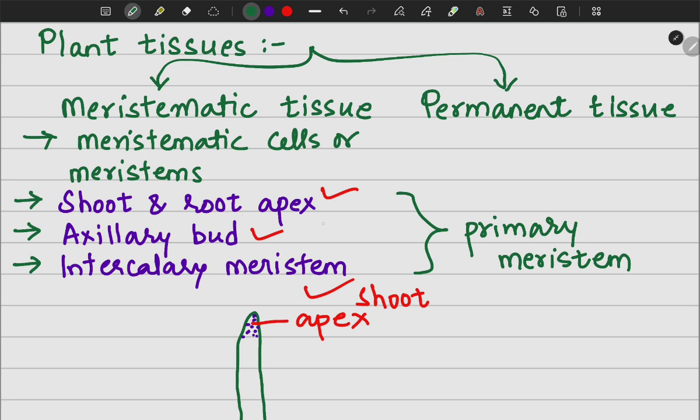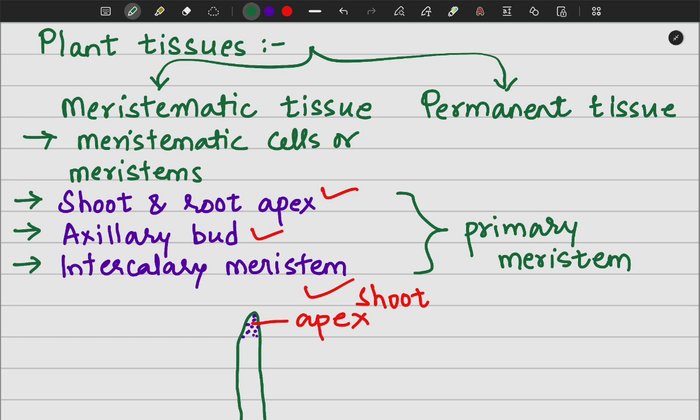The shoot and root apical meristem, axillary bud meristem and intercalary meristem are called primary meristems. Why are they called primary meristems? Because they are present in the plant in the early stages of life, right? The plant is still growing.